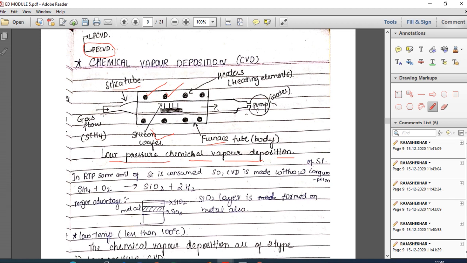Here the gas used is silicon hydride, which we call SiH4. This is a chemical gas which is used to perform oxidation. That's why we call it chemical. And since it is in the form of gas, hence it is called vapor.